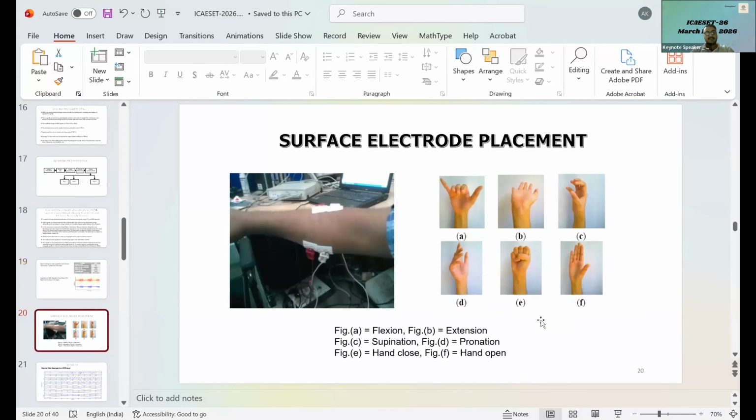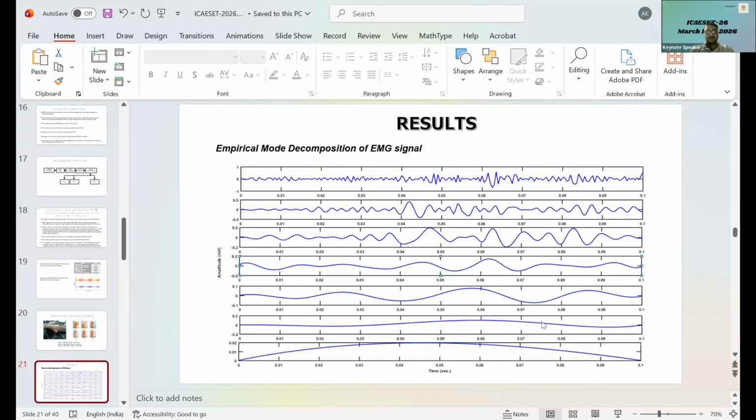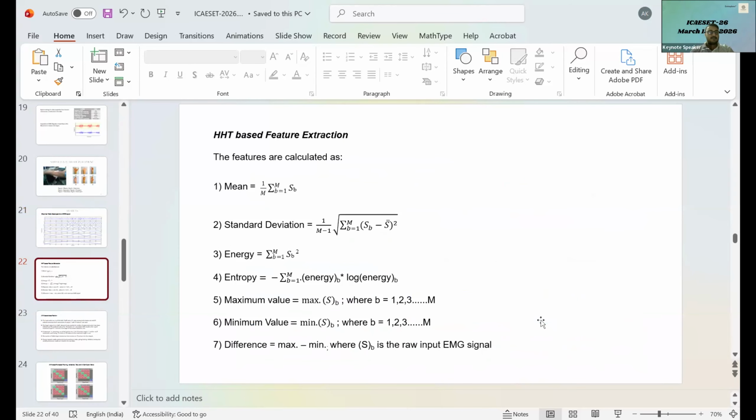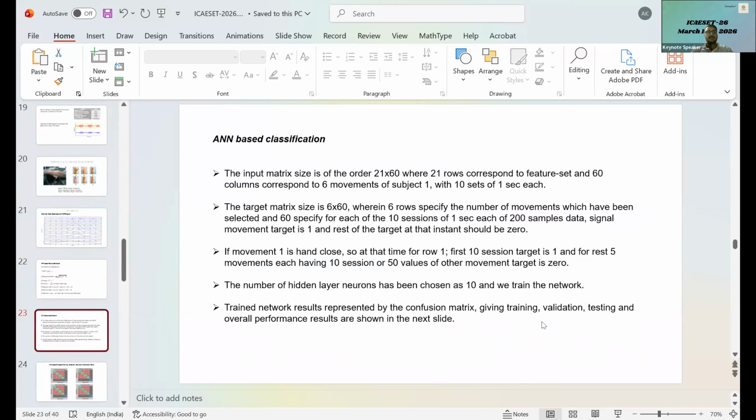So these are the movements, and this is the BioPAC 100C system that is applied on a subject. For both hands, right and left, we have placed it in a similar way and calculated the signal. This is the result of decomposition already discussed with you. Based on this, we have calculated features like mean, standard deviation, energy, entropy, maximum value, minimum value, and difference of maximum and minimum value.